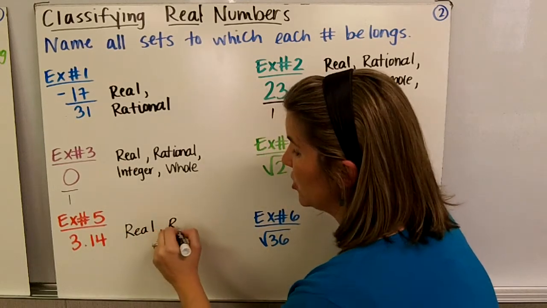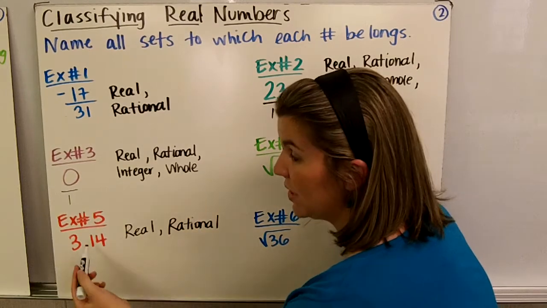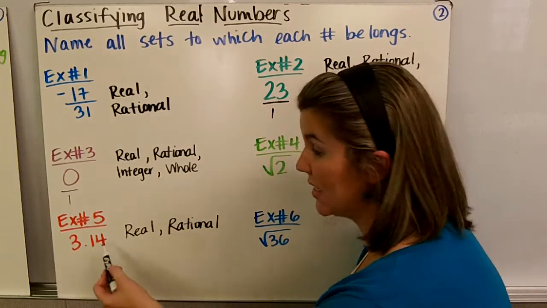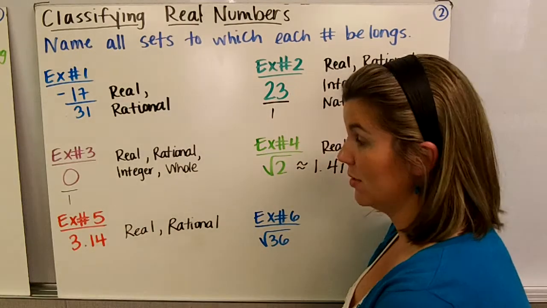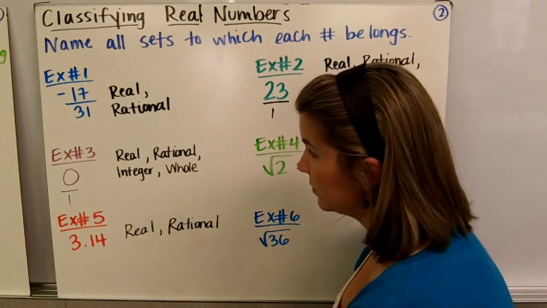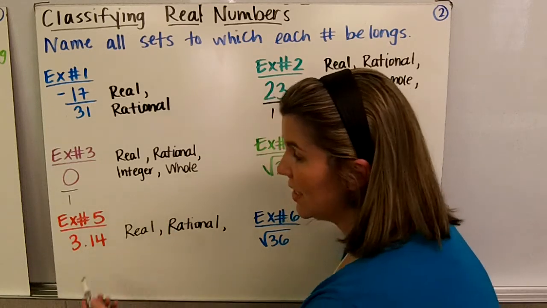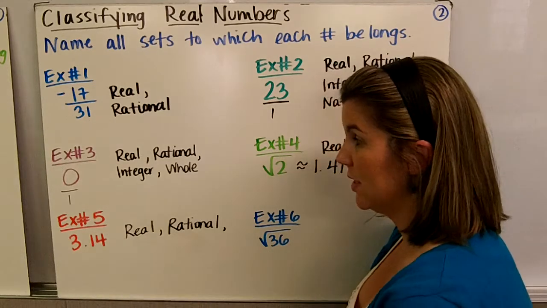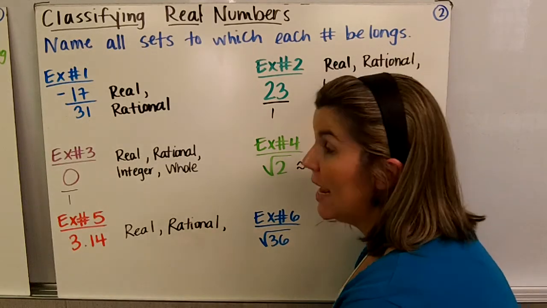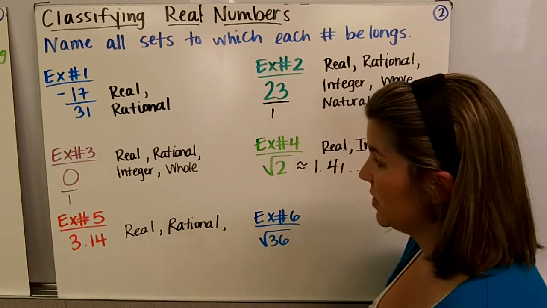It is also rational because it can be expressed as a fraction. A terminating decimal, right? It goes 0.14 at the end. So it's rational. Integer? It is not an integer. There's a decimal portion of this. There's part of it left. So it's not whole either, and it's not a natural number. This is just real and rational.